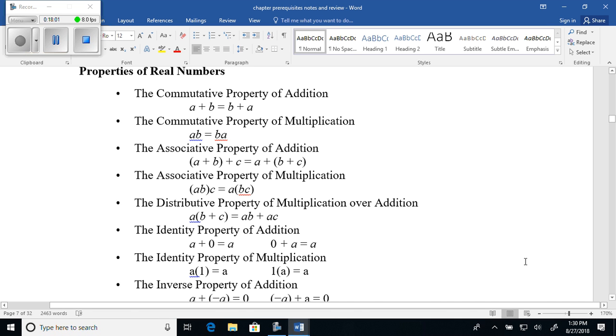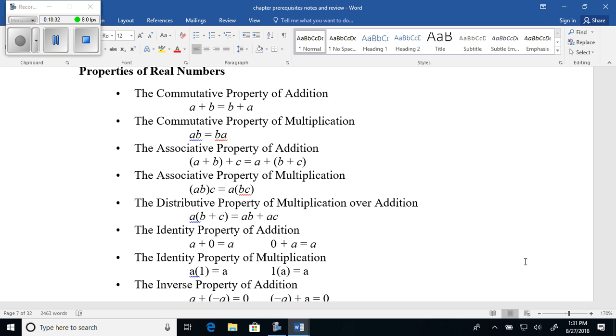All right, what's the root word of communicative? Commute. What's commute mean? Moving. You're moving from this place to this place. So commutative means they move.